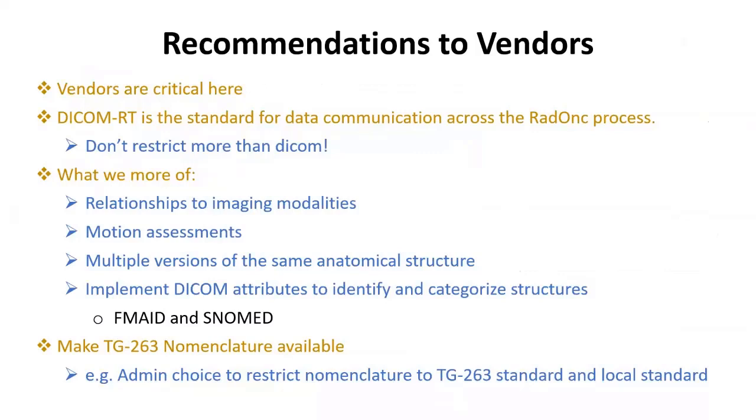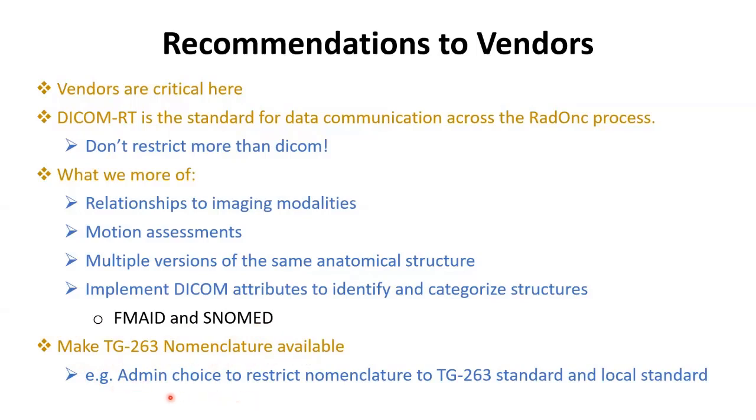Recommendation for vendors. I will not spend much time here. I will just go through it very fast, because this is for the vendors. It's not for us as users, but just to have an idea. Vendors are critical here. DICOM RT is the standard for data communication across the radiation oncology process. Do not restrict more than DICOM. So we are asking the vendors not to put more restrictions on the naming than DICOM. And they should follow the FMA and SNOMED. And they should make the TG263 nomenclature available.